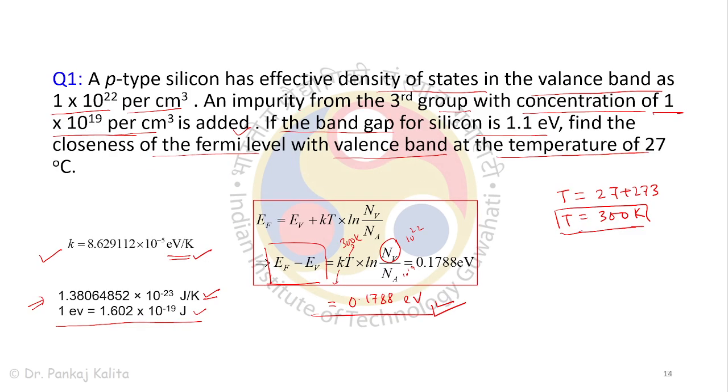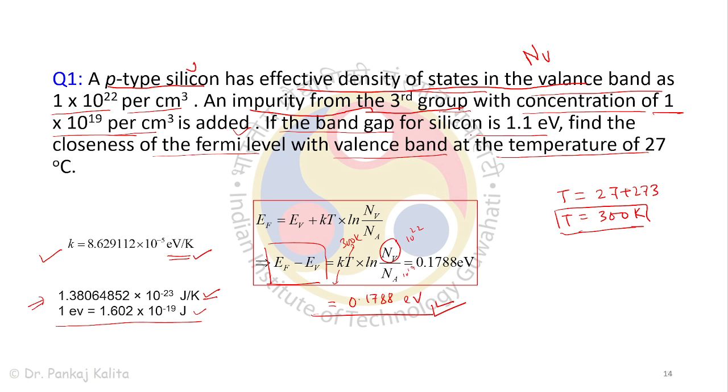Okay, so the numerical will be based on this formula also. We are talking about p-type silicon, and what is given is the effective density of states in the valence band, 1 into 10 to the power 22 per centimeter cube. Impurity from the third group is introduced, so this is p-type. You can relate that in p-type we do the doping of third group, with a concentration of 1 into 10 to the power 19 per centimeter cube added.